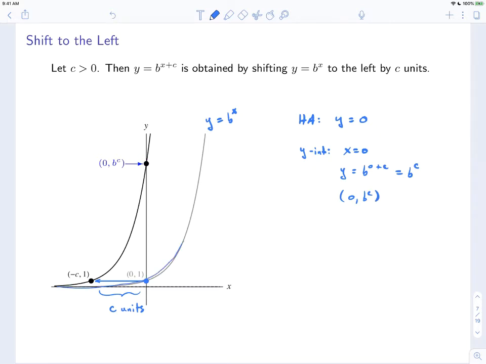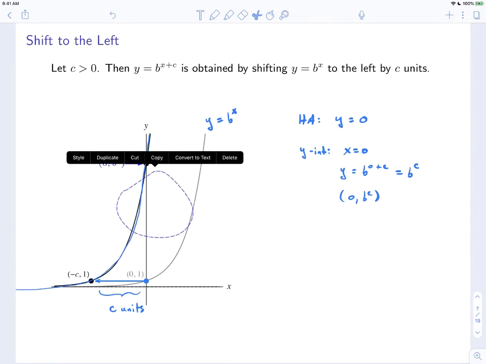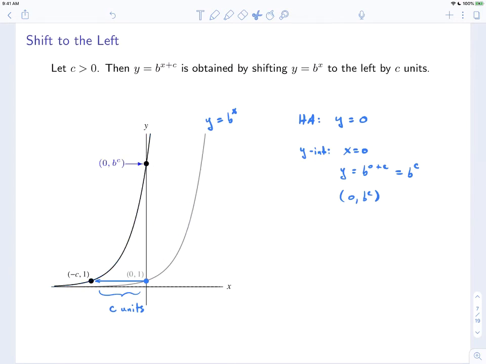So if we draw the graph just very roughly, you can see that if we just shift it to the left by c units, you get the new graph, like so. Again, this is another exponential function. If you have y equals b to the x plus c, that's the same as y equals b to the x times b to the c. So you have y equals b to the c times b to the x. So again, it's another exponential function.